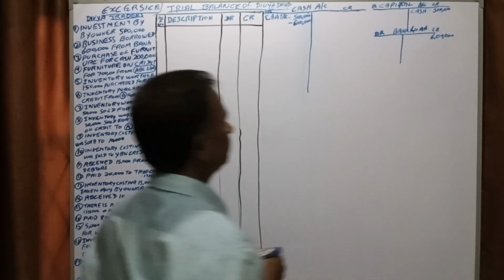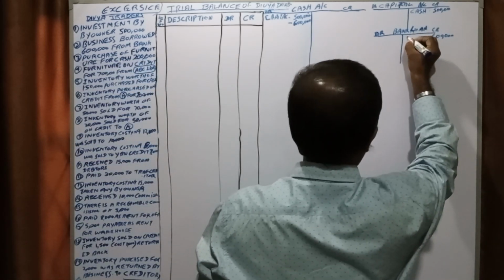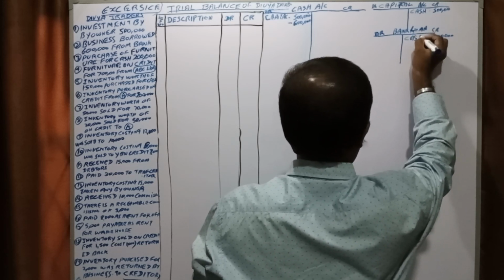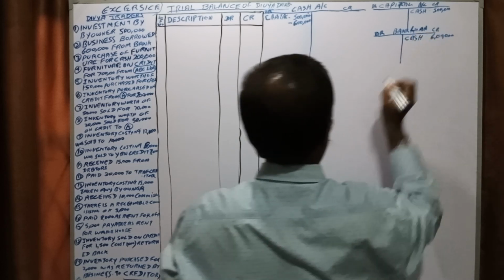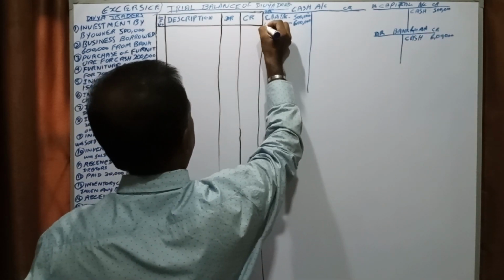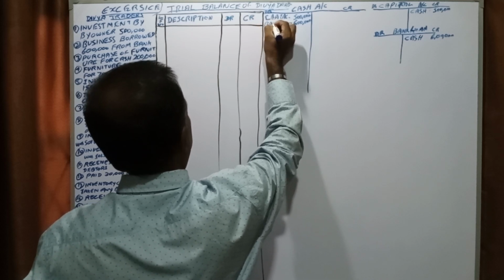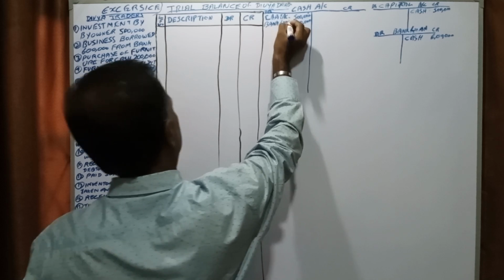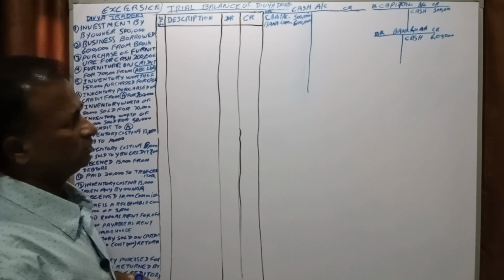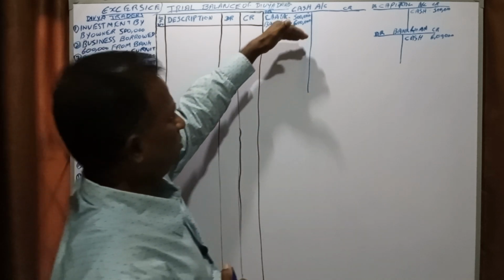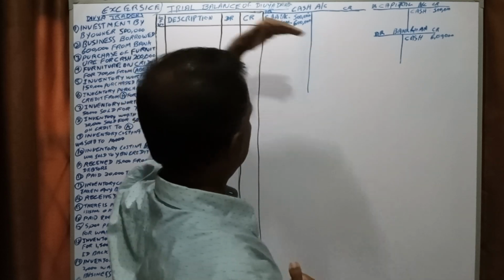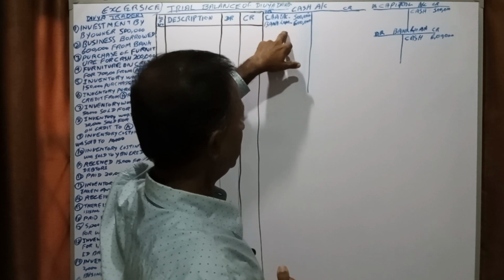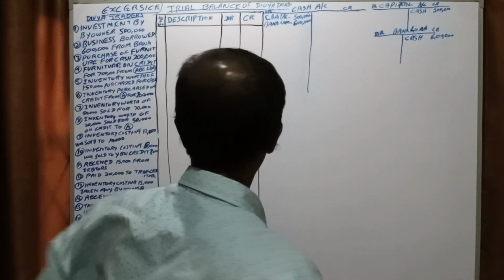Bank loan account. Here you say cash. Here you say bank loan. That's all. So you may understand the effect: it had an effect on the cash account and the bank loan account.